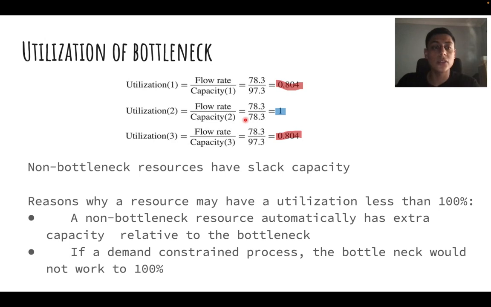If a process is constrained by demand, we might think of demand being the bottleneck, but that's not the case. We will always refer to the resource with the lowest capacity as the bottleneck. So, every process has a bottleneck even if the capacity constraint created by the bottleneck might not be binding.